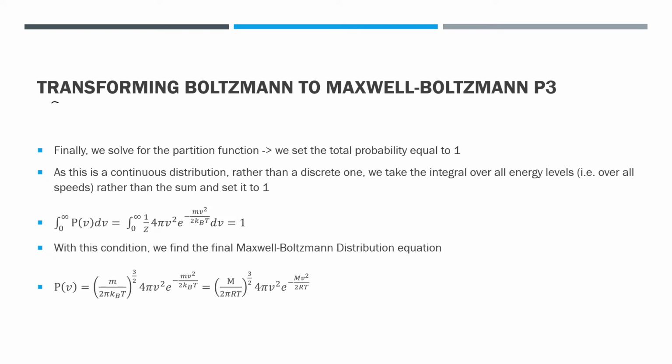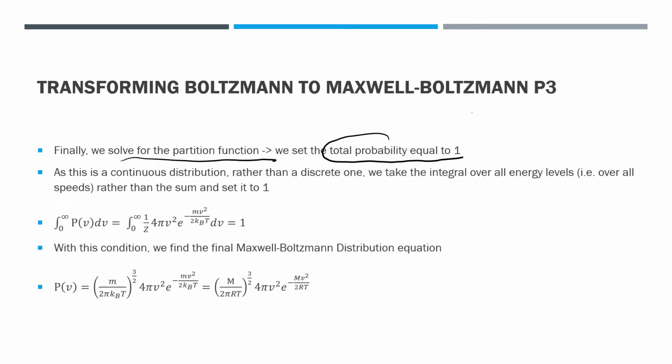Okay, so finally transforming Boltzmann into Maxwell-Boltzmann, part 3. In this slide, we're just figuring out what the z factor actually is. So we want to solve for the partition function. And how do we do this? It's the same way we did it when we were looking at the Boltzmann distribution.